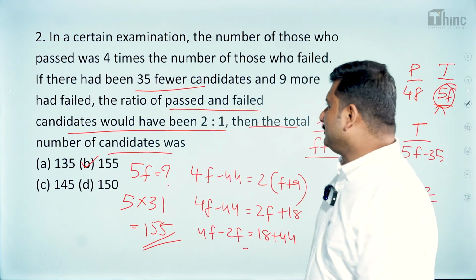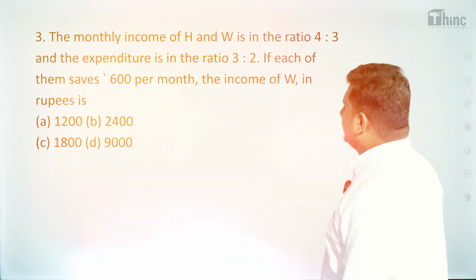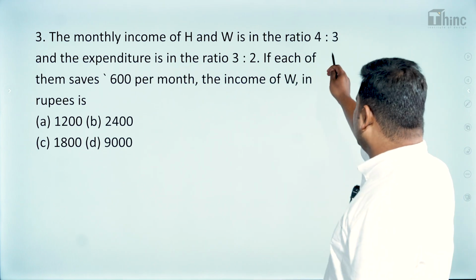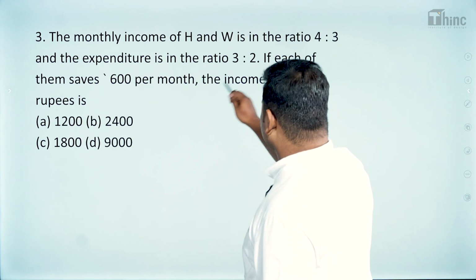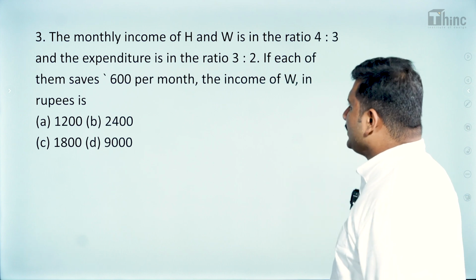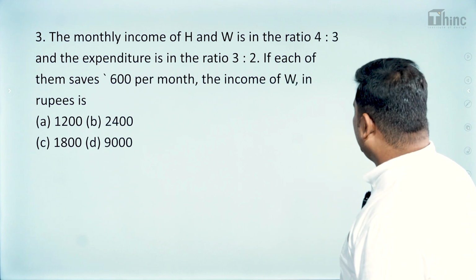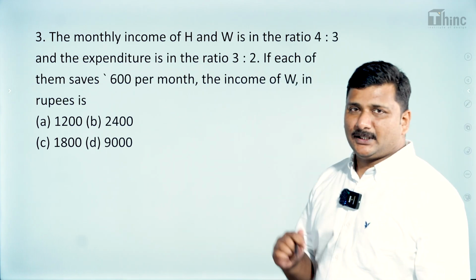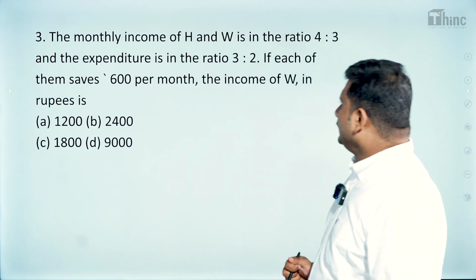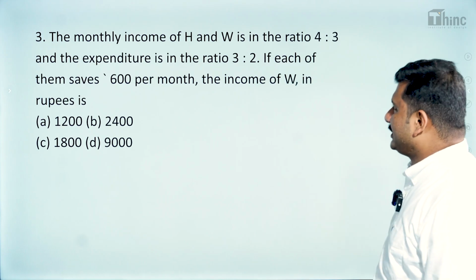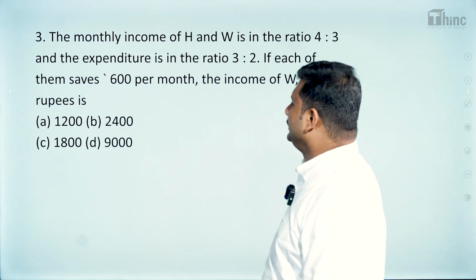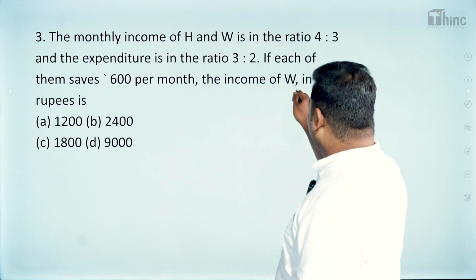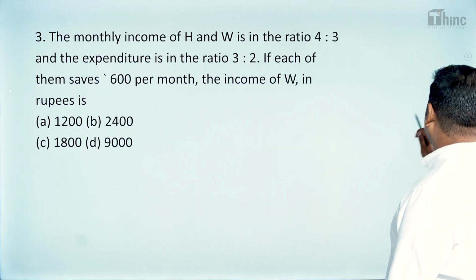Okay, so let's get it moving. Let's look at the next question. What is this question saying? The monthly income of H and W are in the ratio 4:3 and the expenditures are in the ratio of 3:2. If each of them saves 600 per month, then the income of W in rupees is. So there are two people, H and W, and their incomes are in the ratio 4:3 and their expenditures are in the ratio of 3:2, and each of them saves 600 per month. Then the income of W is what we need to find out. So let's see how we can solve this.